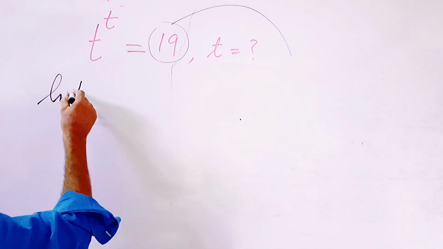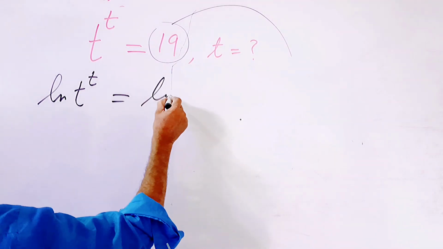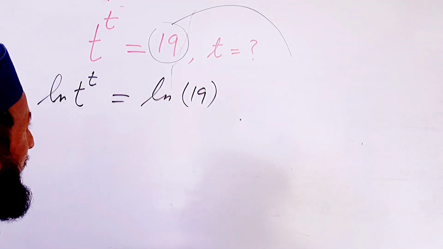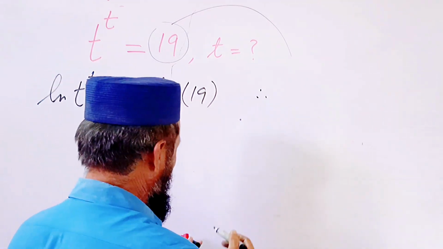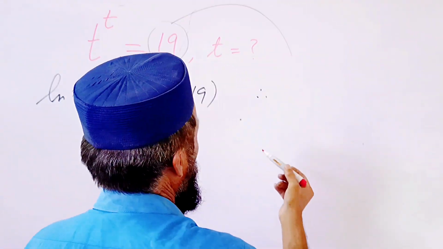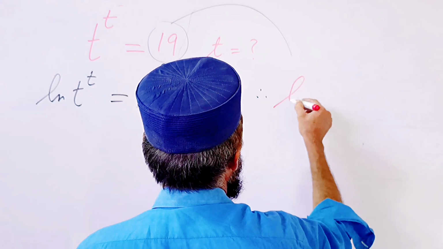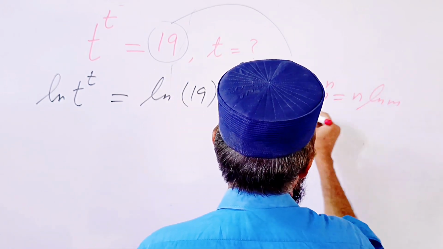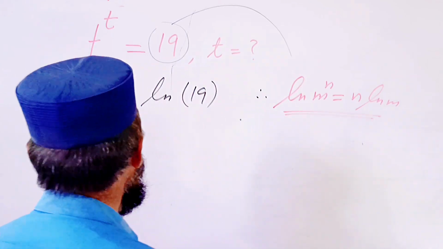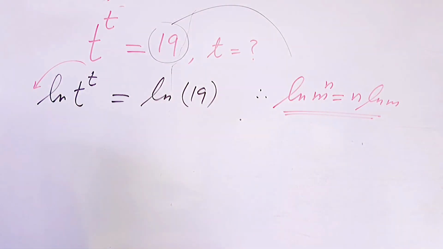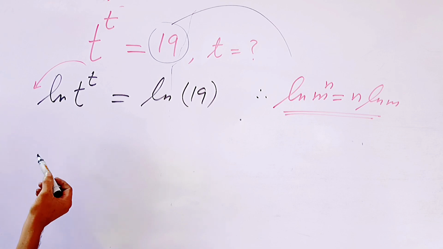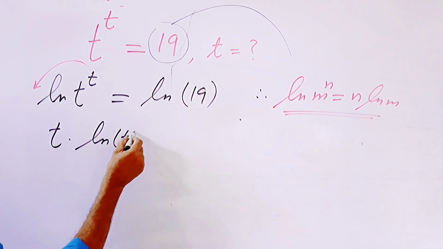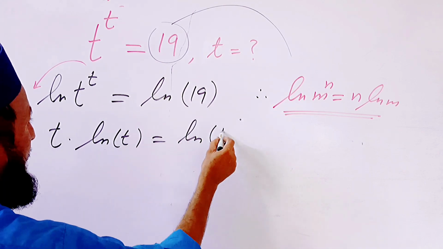Taking the natural logarithm, log of t to the power t is equal to log of 19. Now, according to the property of logarithms, we apply the exponent rule: log of m to the power n equals n times log of m. According to this property, t comes to the front as a multiplier, so t times log of t is equal to log of 19.